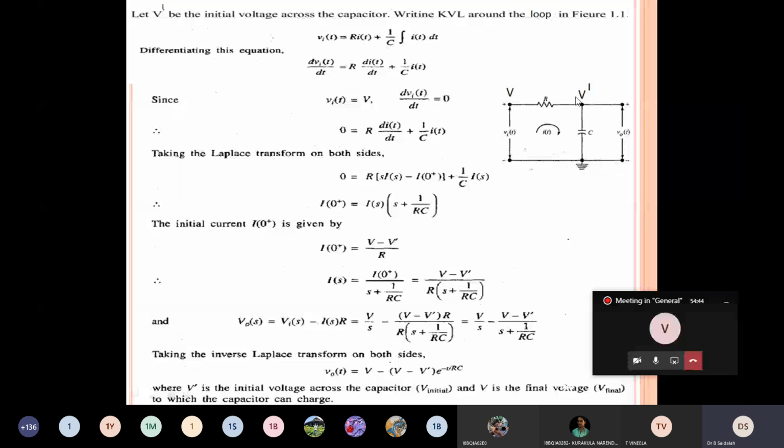Look at the equation once, the KVL equation. Vi of t, the left-hand side, input voltage, equals the drop across the resistor. What is the drop across the resistor? The voltage drop across the resistor formula is V equals IR. So I of t times R plus the capacitor voltage equals 1/C integral of I of t dt. Voltage drop across the capacitor is 1/C integral of I of t dt. So this is a time domain equation.